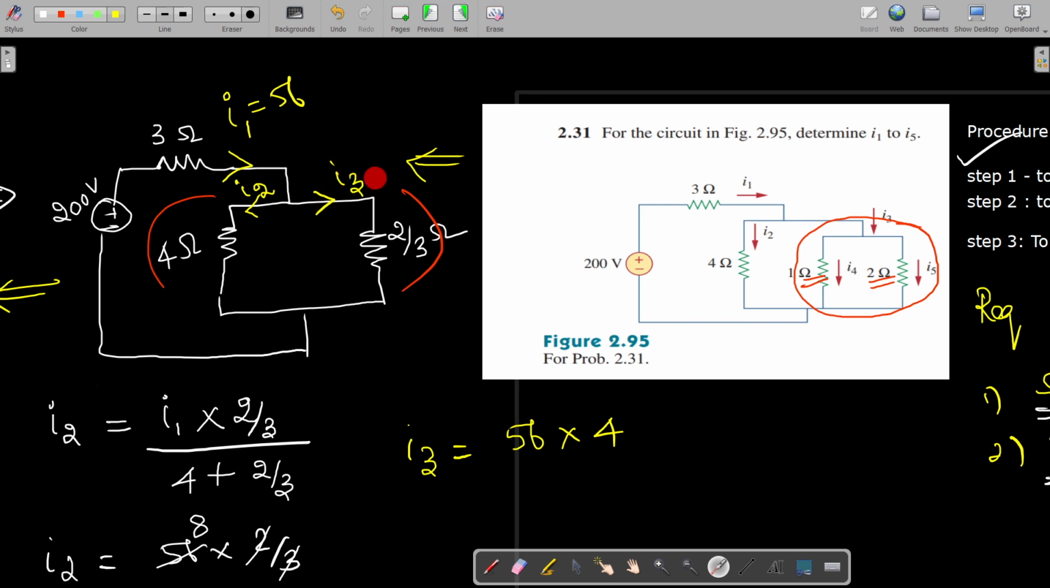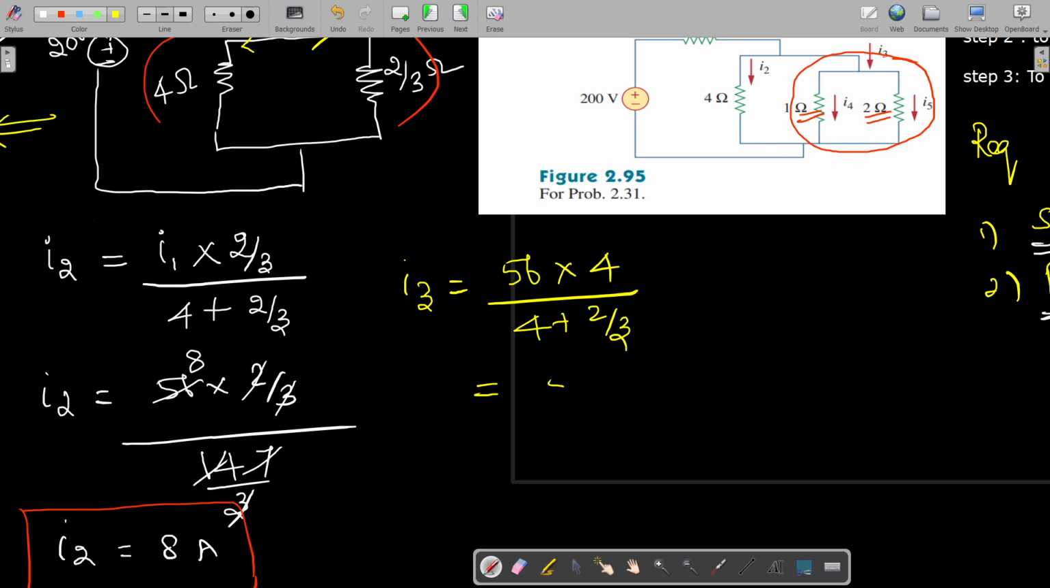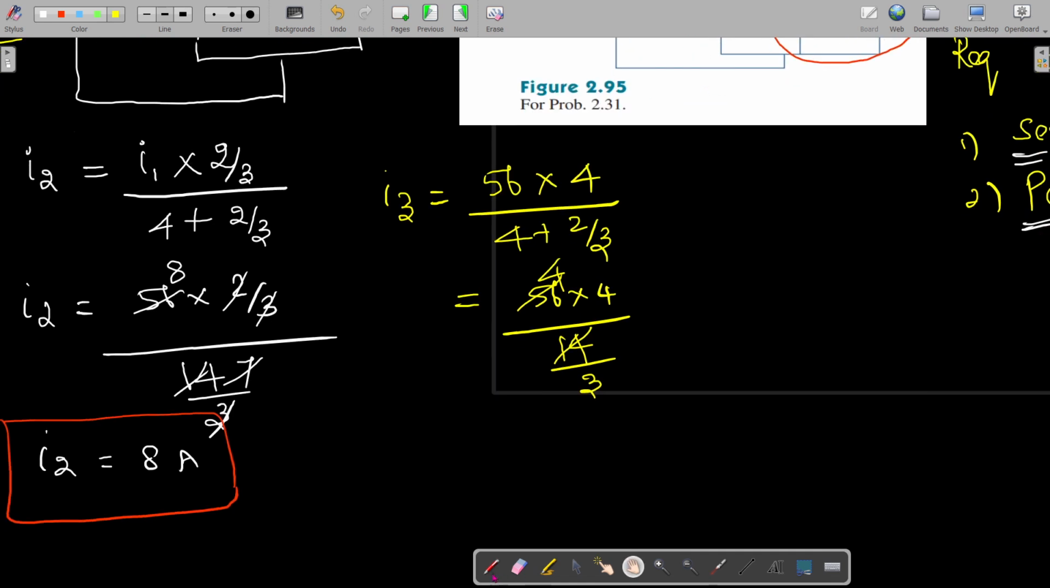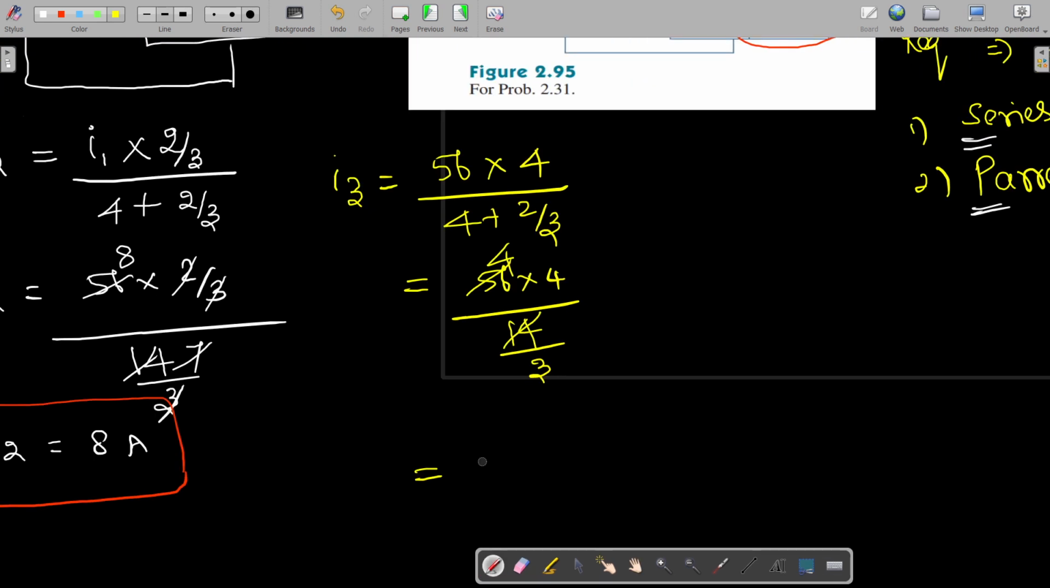So if you want to find out the current for this branch, then you have to refer to this total current 56, which is being divided into this I2 and I3, isn't it? So 56 into the other branch resistance divided by the total resistance. Total resistance is 4 plus 2 by 3 again. So this answer can be like 56 into 4 divided by, this 3 is common, so it is 14. So 4 times it goes, isn't it? So that is equal to 16 into 3. So that is equal to 48 amps. This is one way of calculating this branch current.